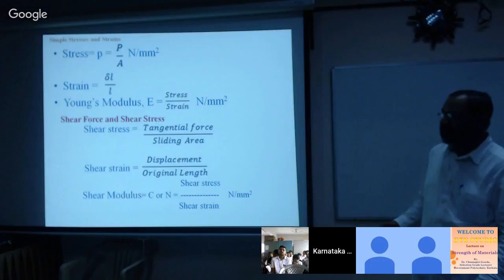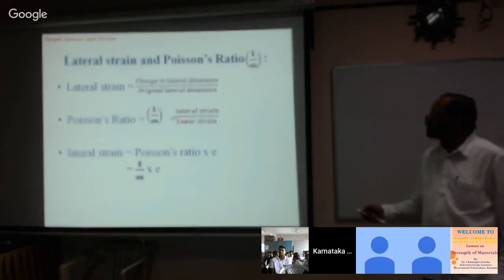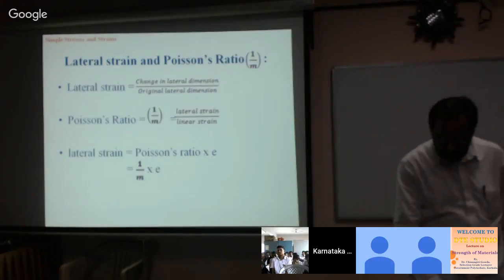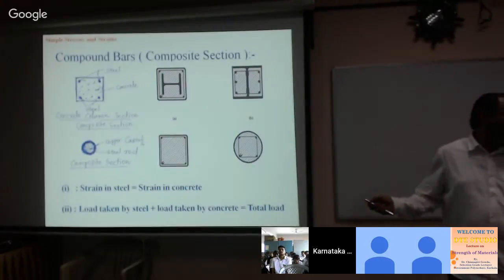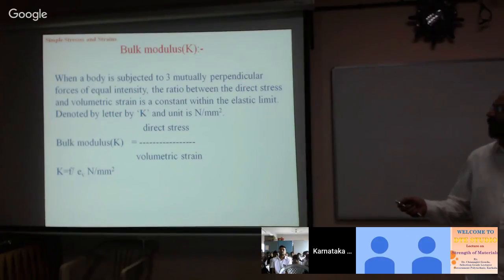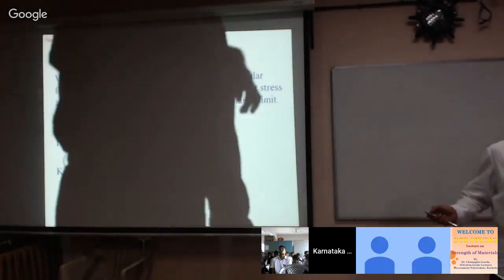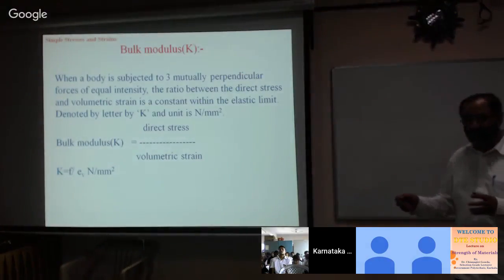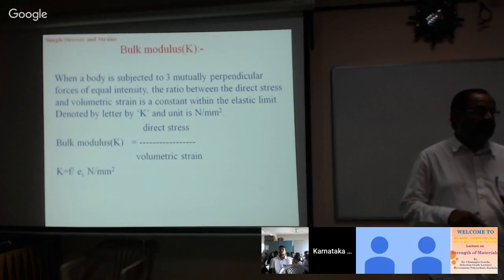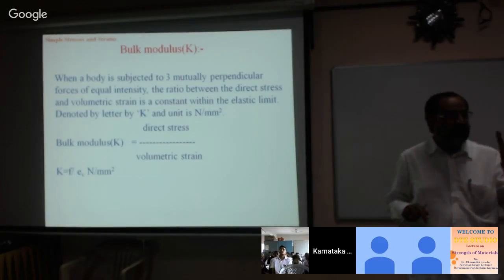and also we have discussed bars of varying cross section. We have discussed this in length, and also lateral strain and Poisson's ratio, and also the compound bars or composite sections, and the bulk modulus. My dear students, please remember we have discussed the 4 elastic constants: Young's modulus, shear modulus, bulk modulus, and Poisson's ratio. There are 4 elastic constants.